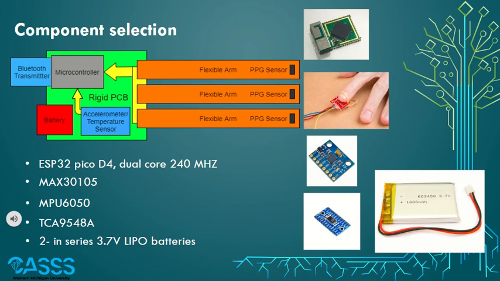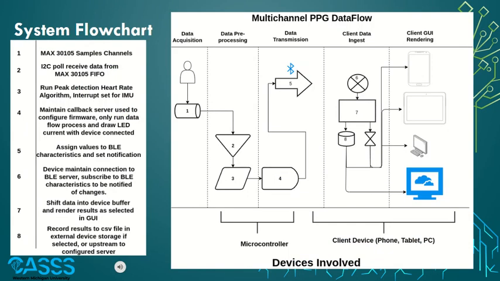To briefly cover how our system works, I'll go through a data flow chart. As step 1 of our data acquisition, the MAX30105 samples the actual PPG data. In step 2, our microcontroller pulls and receives data from the FIFO of the MAX30105. In step 3, we run a peak detection so we can obtain our heart rate, and we set an interrupt depending on other values from the IMU so we can do some pre-processing filtering on the microcontroller. In step 4, we also maintain a callback server, which is used to configure various settings, such as the number of PPGs, the current value, and what modes they're running in, that we can change with a connection to the client.